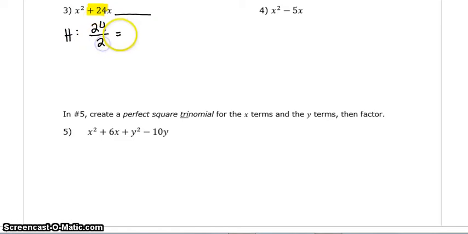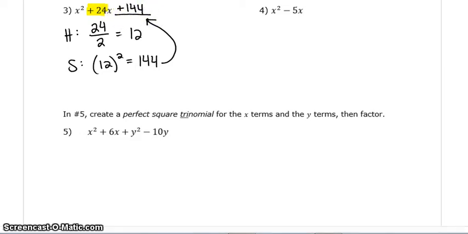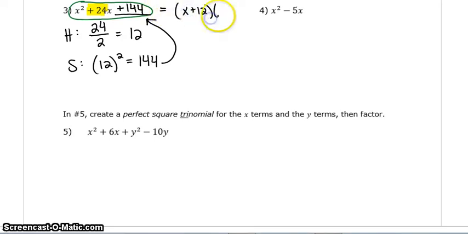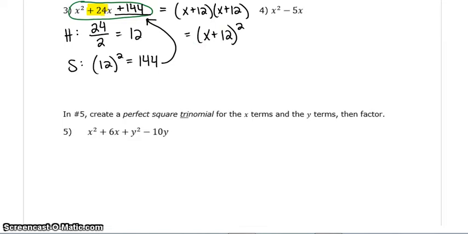So 24 divided by 2 is 12. Squaring it, 12 squared is 12 times 12, which is 144. And then I'm going to take that number and add it in the blank. So the perfect square trinomial that I come up with is x squared plus 24x plus 144. In factored form, that's x plus 12 times x plus 12, which can be simplified as x plus 12 squared. So that is what I get for my answer there for number 3.